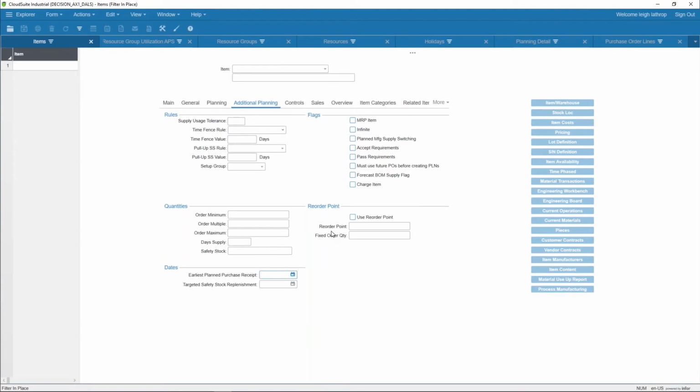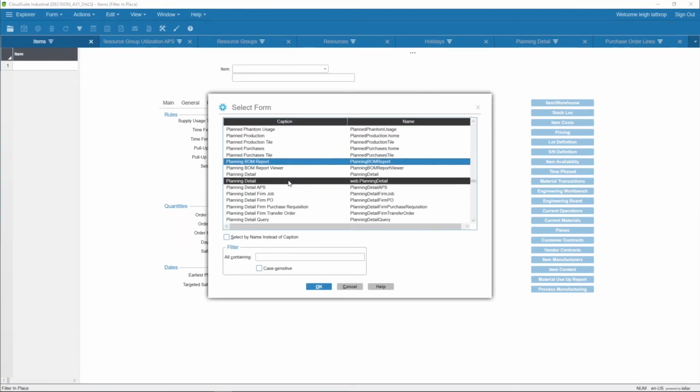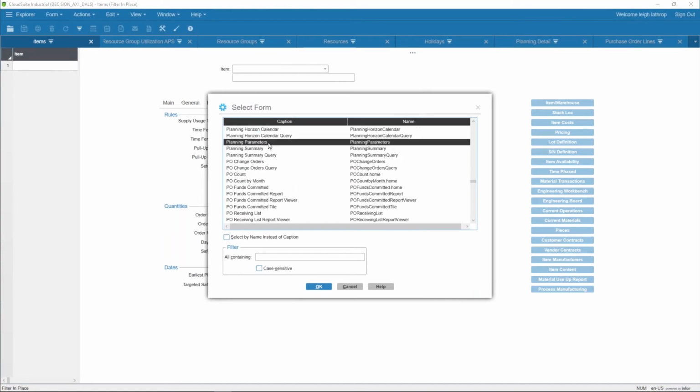And the APS engine recognizes, yeah, we need it, but we're not going to get it until a certain date. We run one is we're going to go into planning parameters, and we're going to come over here to the planning parameters form, and we're going to open that up.